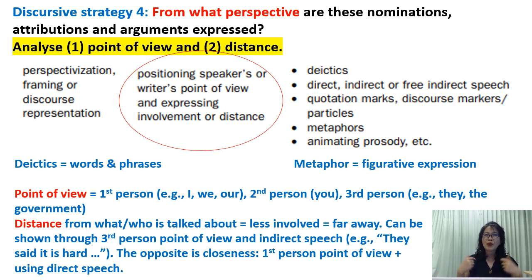We can also analyze the distance from the subject matter and the distance of the characters inside from the subject matter. This is analyzed using direct voice, direct speech, and indirect speech or reported speech. So it creates that involvement that is different. So we will see how much of all these are used when we look at nominations, attributions, and arguments.